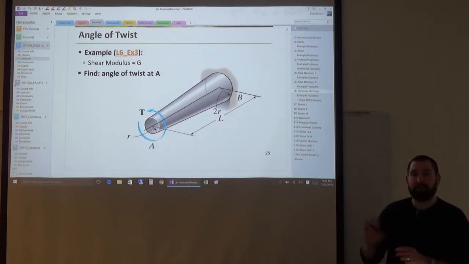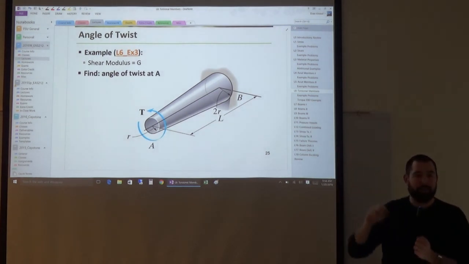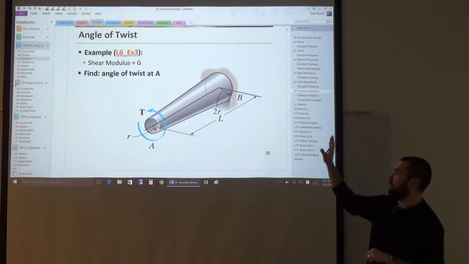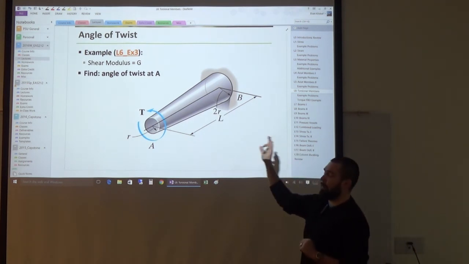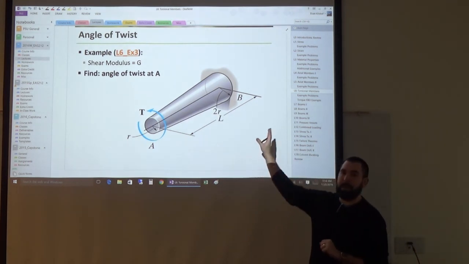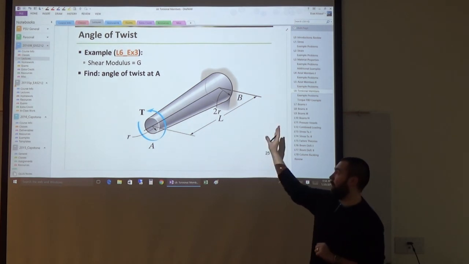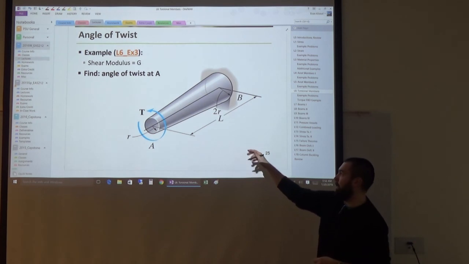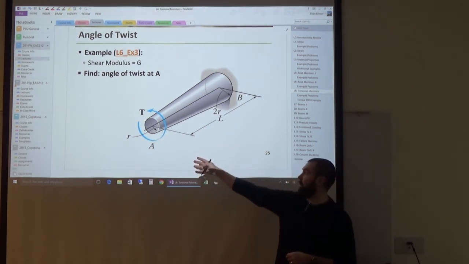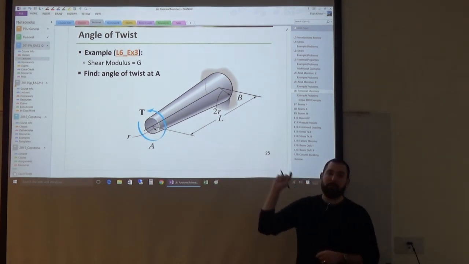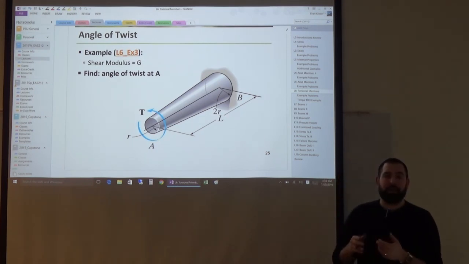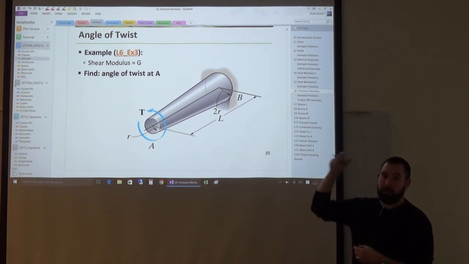All right, likewise, in the previous example we did the arithmetic sum, which is nice because then you're just doing TL over JG. But if we have a shaft that you have to use the integral form for, it could be something like this. So one way that something would vary would be the polar moment of inertia might vary. And that's what's happening here. The radius is changing from point A to point B. So we need to define the radius as a function of x. And then we need to plug that into our polar moment of inertia equation. And then we'll need to integrate it over the length.